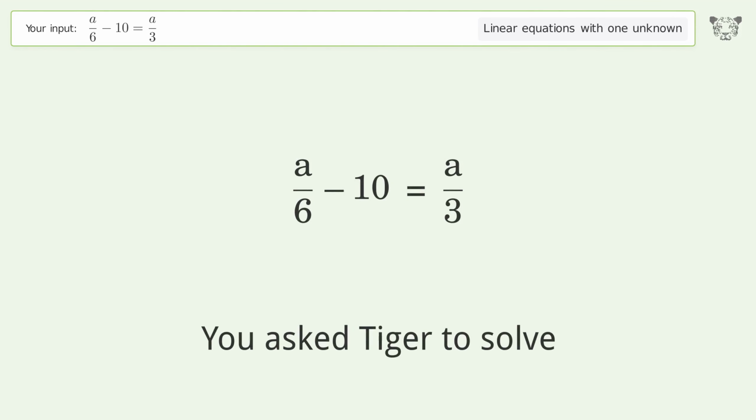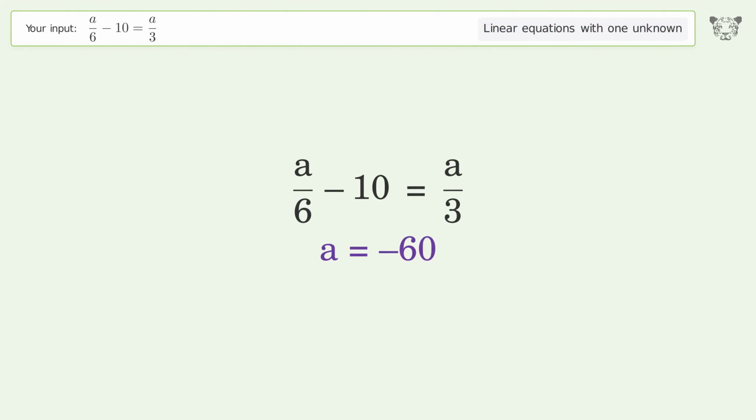You asked Tiger to solve this. It deals with linear equations with one unknown. The final result is a equals -60. Let's solve it step by step.